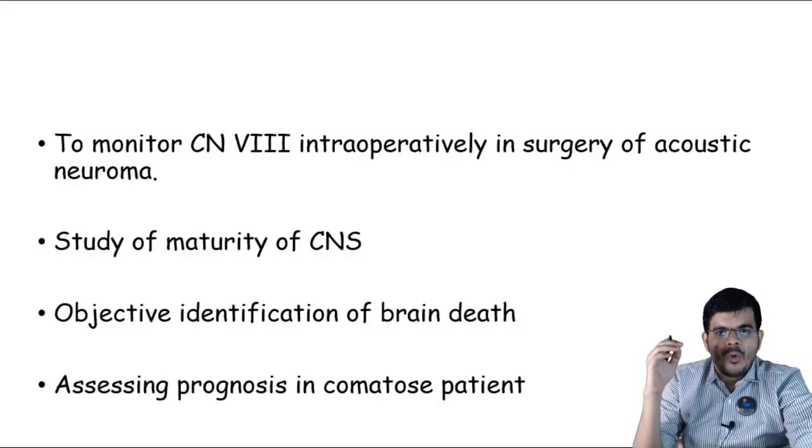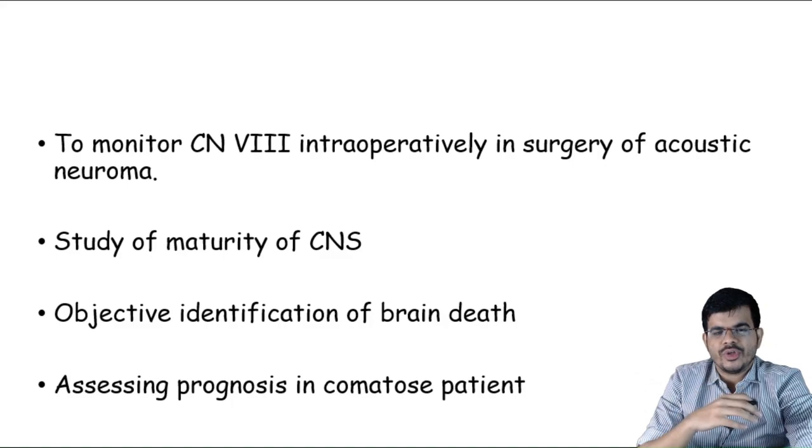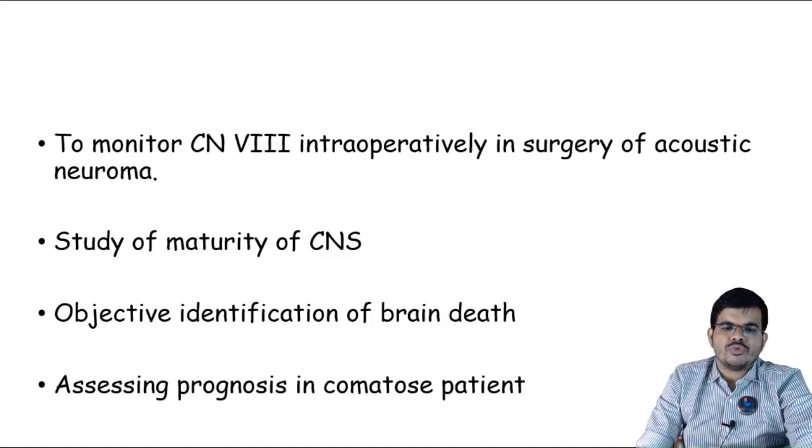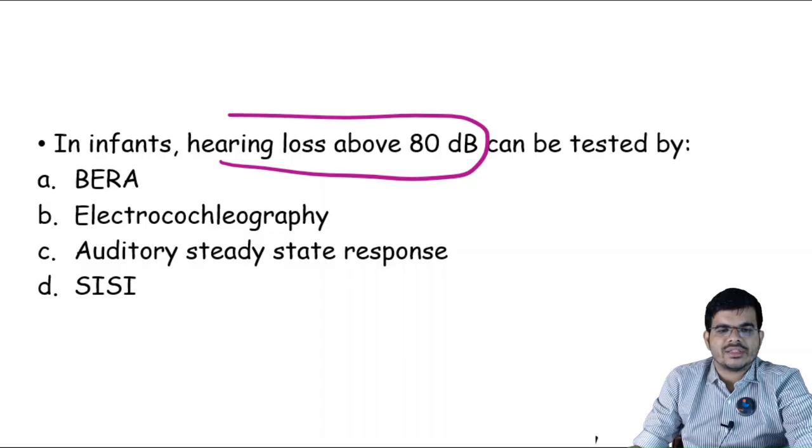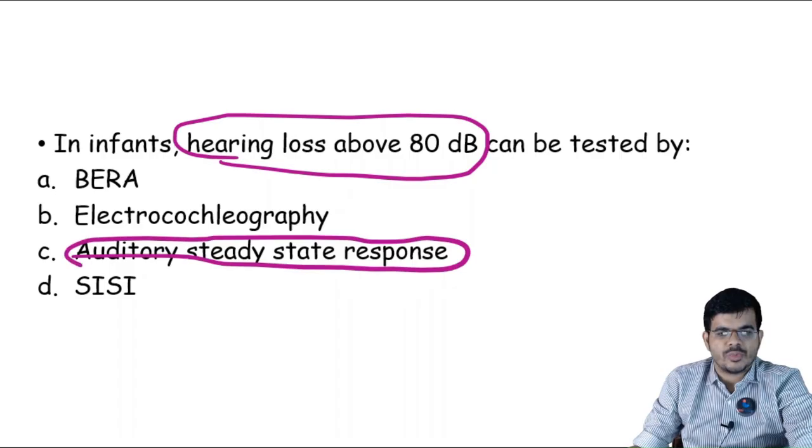You can monitor the vestibulocochlear nerve during its surgery, okay, and you can also look for the maturity of CNS, and it is also used for the objective identification of brain death and for assessing prognosis in a comatose patient. Okay, so that's about BERA, and instead of BERA you will have to do an auditory steady state response, okay, if the hearing loss is above 80 decibel. Okay, in that case you will need to look for auditory steady state response, or ASSR.